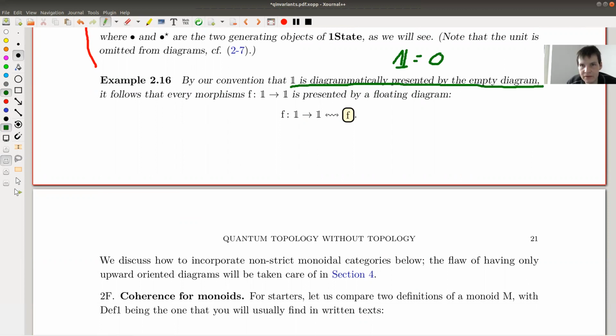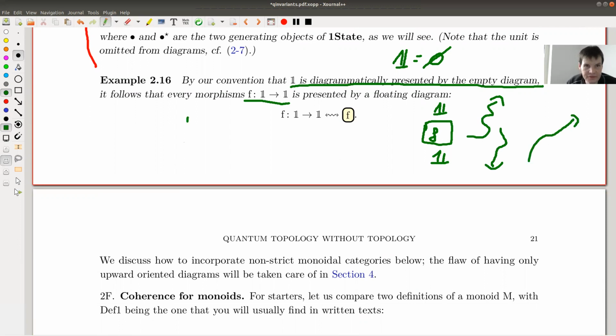This is the empty diagram. So what is a morphism actually from one to one? It's just a floating box, right? Maybe I draw it again. So here's my morphism F, and it goes from one to one. Because I decided to draw one empty, it's kind of a floating thing, and it really just floats around by the height interchange law. You can pull it down, you can pull it up, you can pull it to the side, and as long as you don't pass any lines, you can just do whatever you want with it.